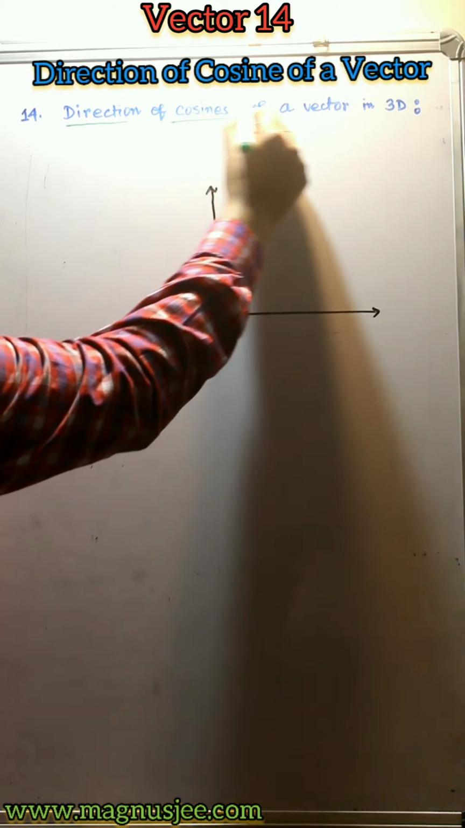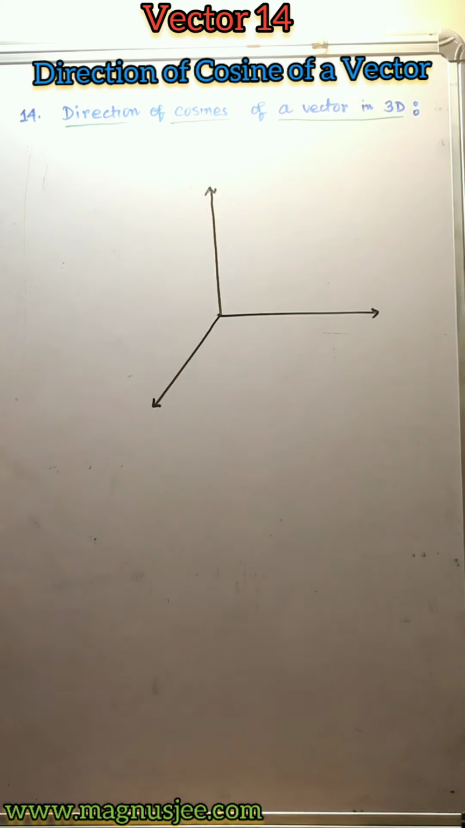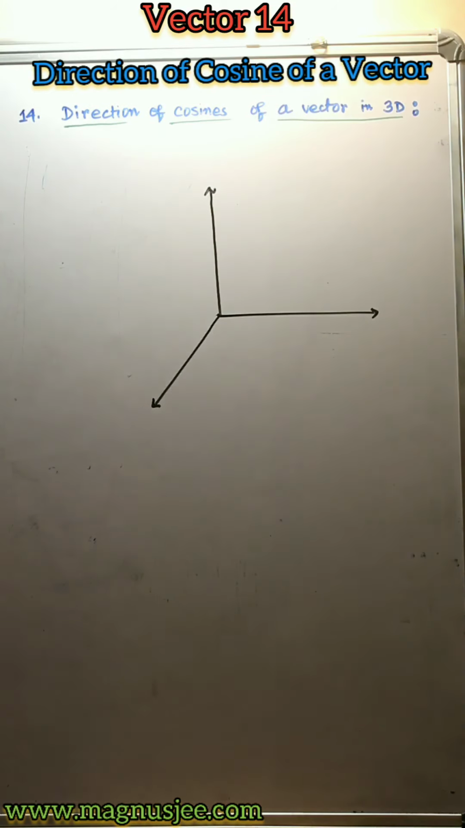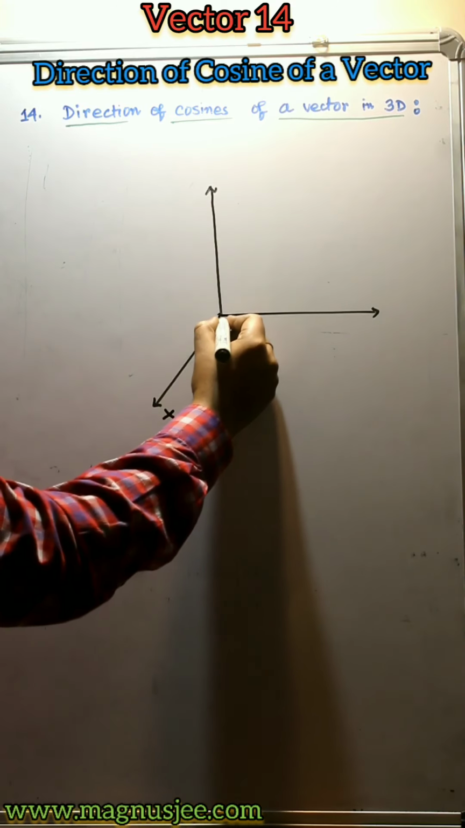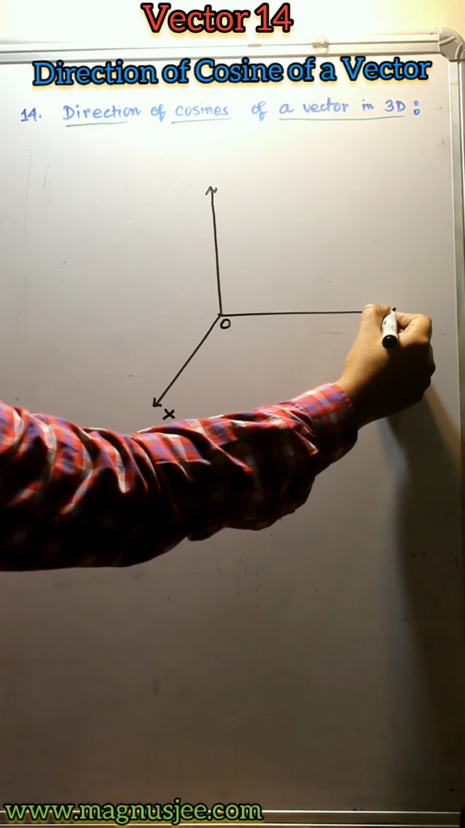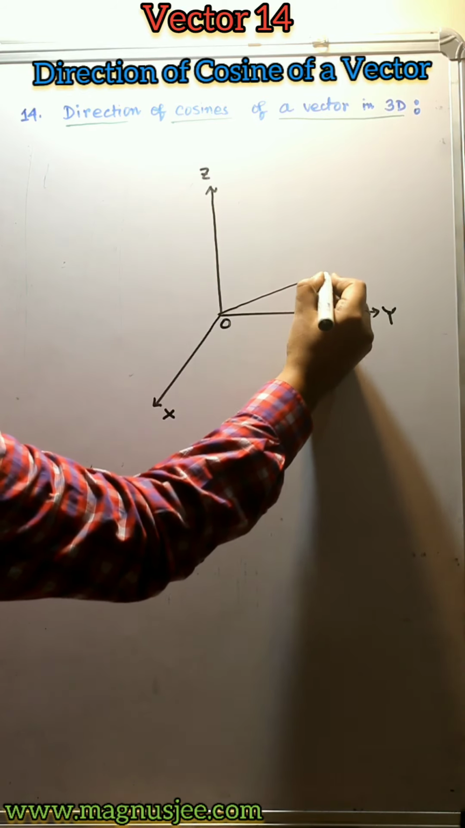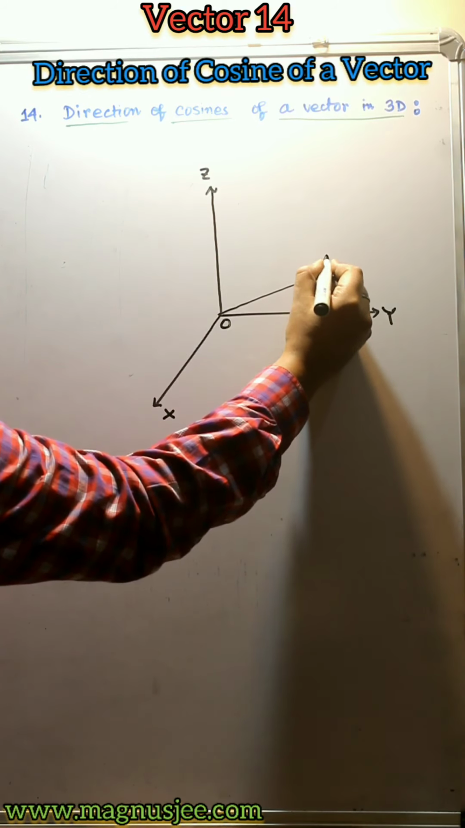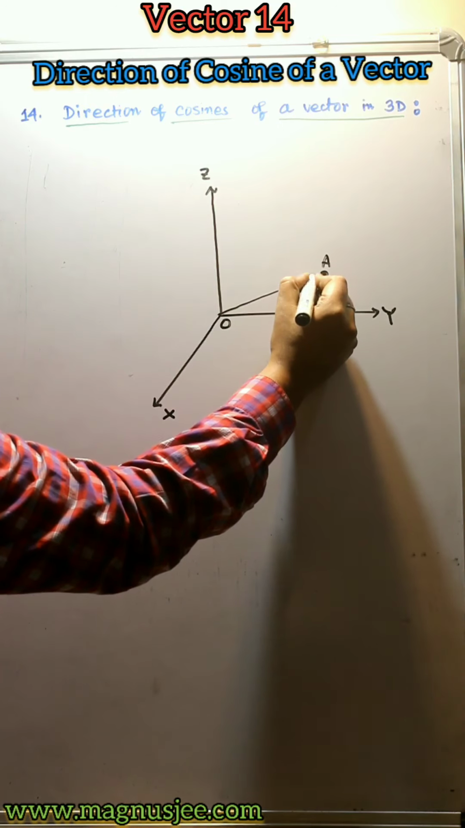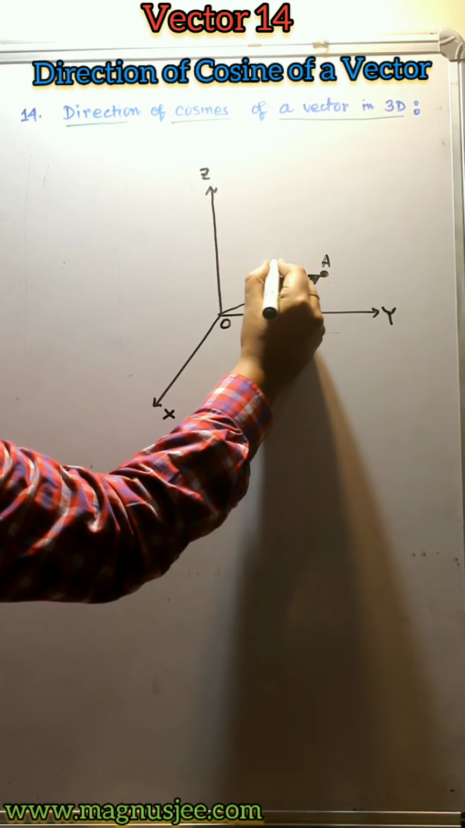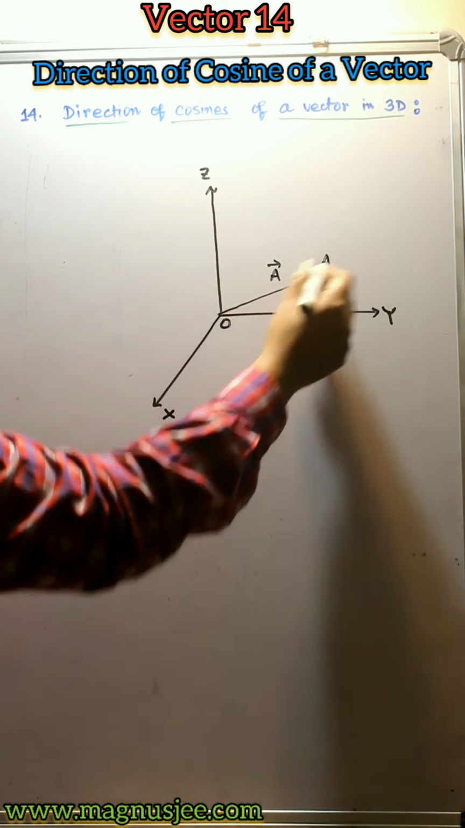Direction cosines of a vector in 3D. In three dimensions, O is the origin, and there are the X, Y and Z axes. Along OA, a vector A is acting in the direction OA.